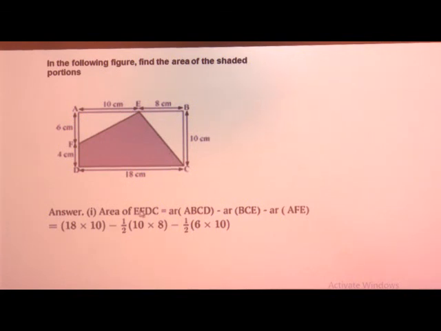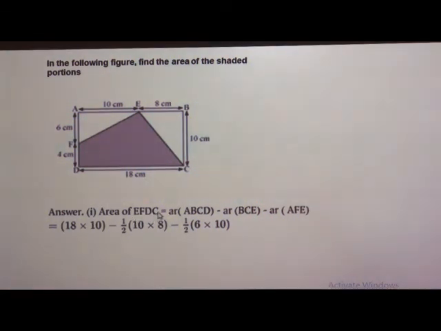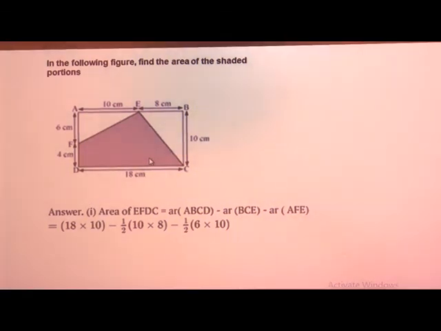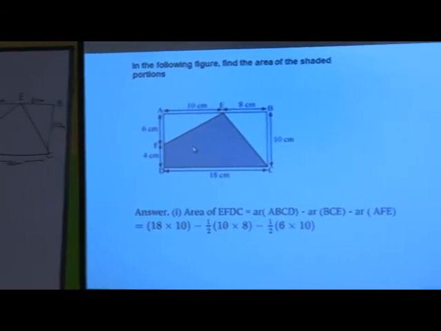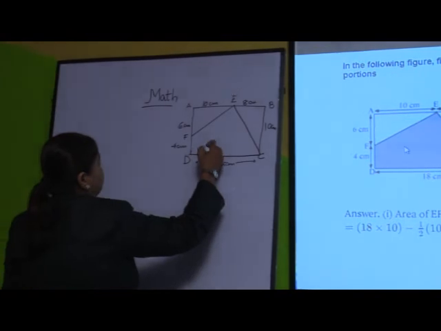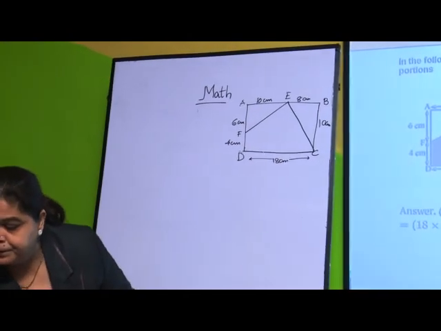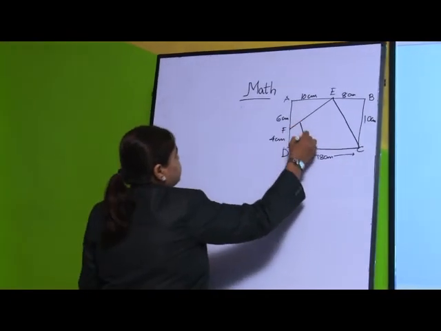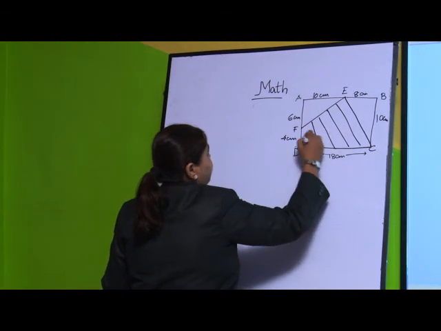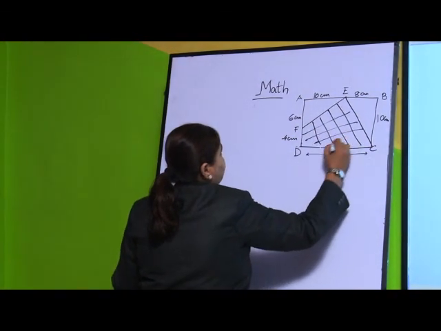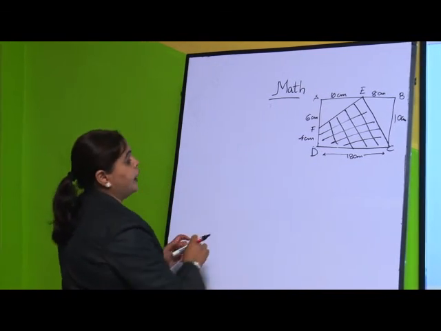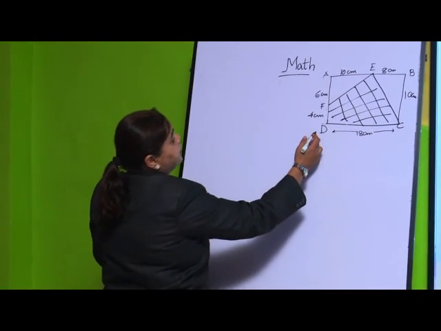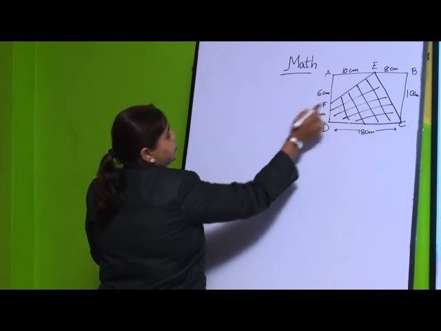So, first, area of EFDC. What is this? Area of EFDC. This area we have to find out. I will show here also, it is very easy. This area which is given as a shaded portion, this area we have to find out. So, what will be the steps here? First we have to find out the area of EFDC. So, this is the shaded portion which we have to find out.